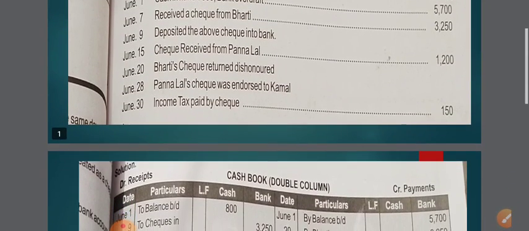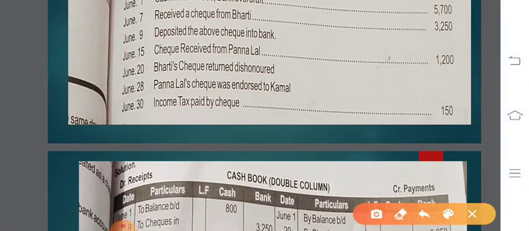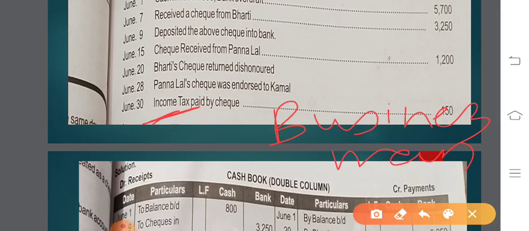Income tax paid by check. Now income, whose income? Income is of businessman. Income belongs to businessman, but we are business.